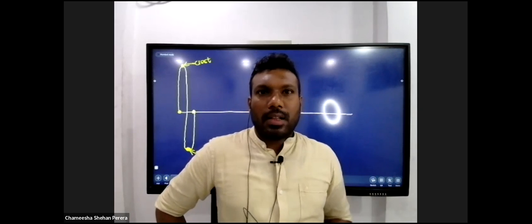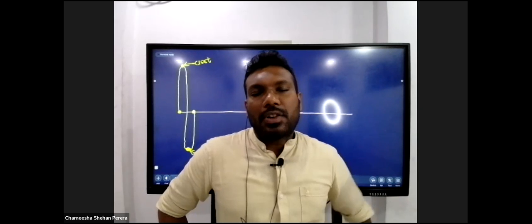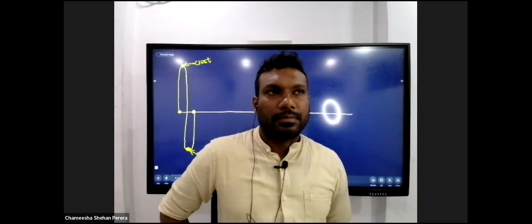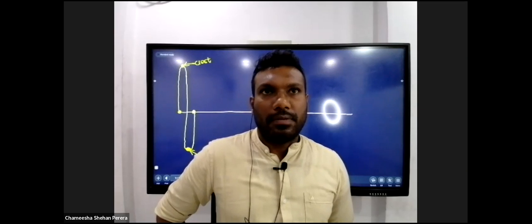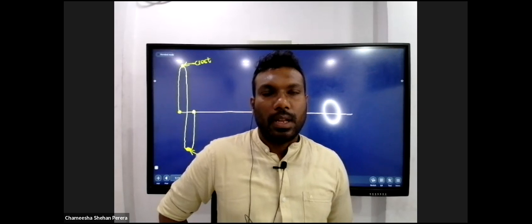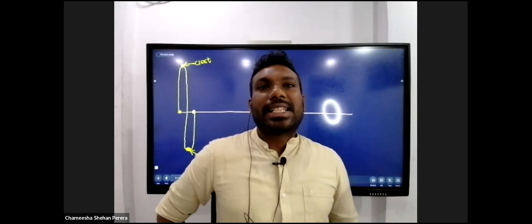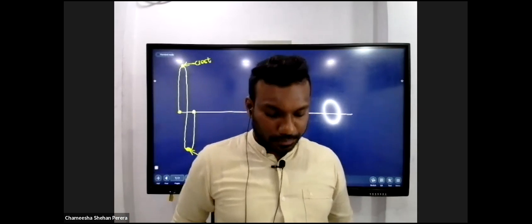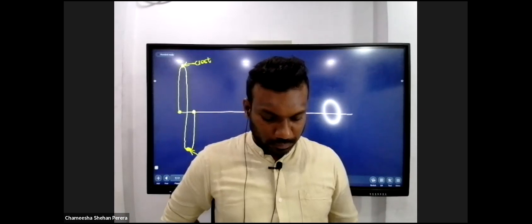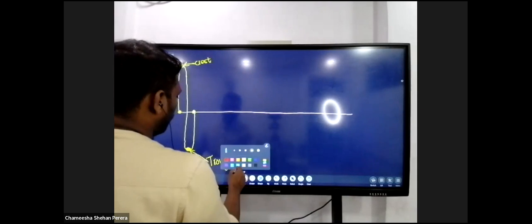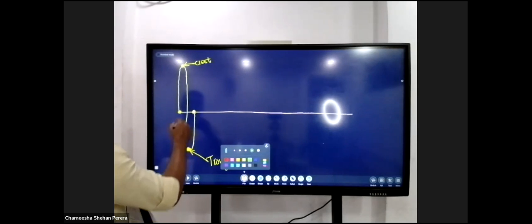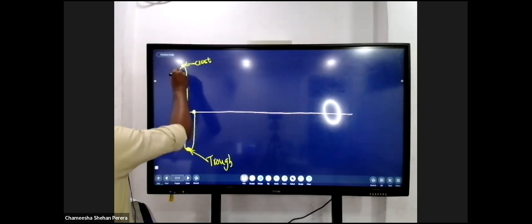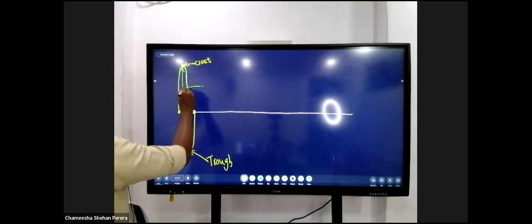Then write another point. The amplitude of a transverse wave is the distance from the zero displacement position to the crest. This is the amplitude.